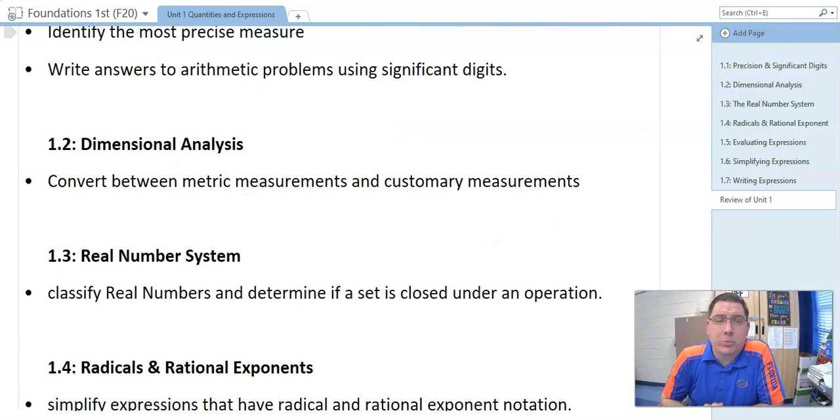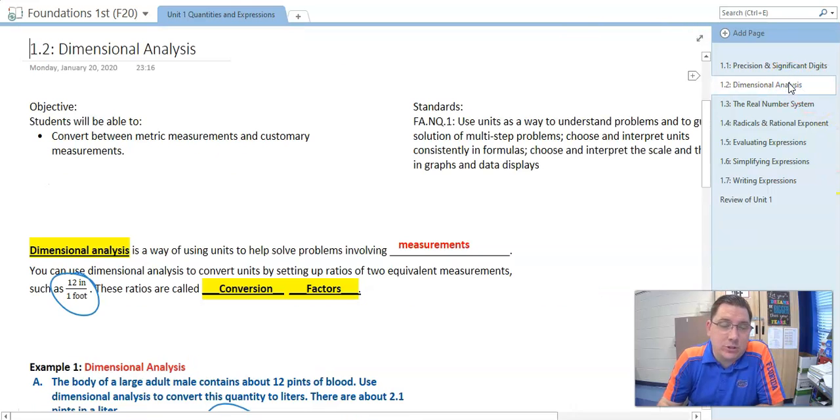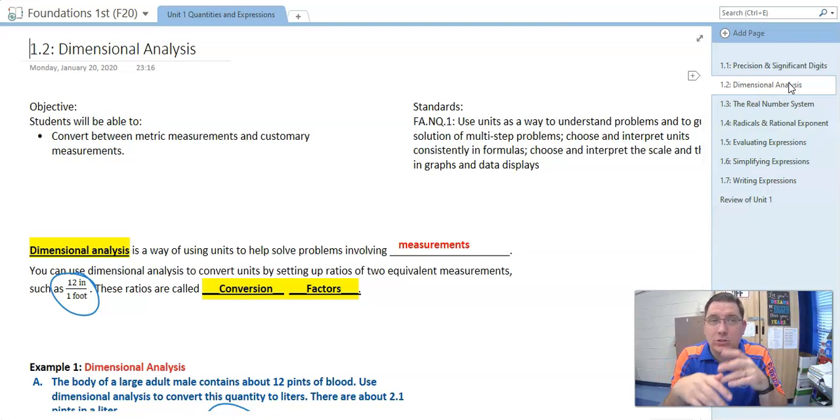As we look at 1.2, 1.2 is on dimensional analysis. Remember that our standard here was to be able to convert between metric measurements and customary measurements. This is where you had your reference chart with all of those conversions, like inches to feet or miles to yards, all those conversions on your chart. And remember, dimensional analysis allows us to solve problems involving measurements using conversion factors.